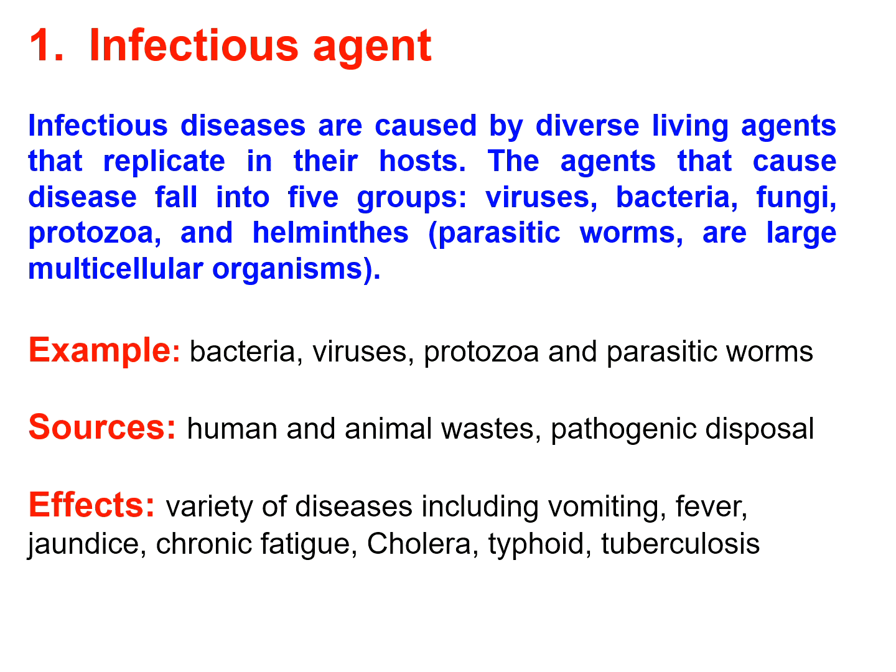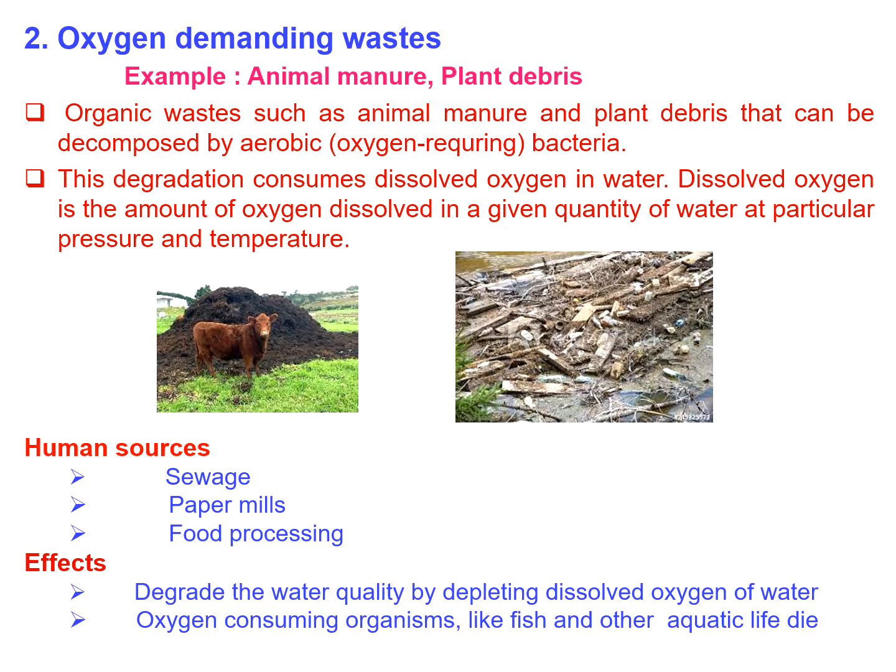Infectious diseases are caused by diverse living agents that replicate in their hosts. The agents that cause this kind of disease fall into five groups: viruses, bacteria, fungi, protozoa, and helminths, the parasitic worms or large multicellular organisms. Examples are bacteria, viruses, protozoa, and parasitic worms. Sources are human and animal waste and pathogenic disposals, and effects include a variety of diseases including vomiting, fever, jaundice, chronic fatigue, cholera, typhoid, tuberculosis, etc.